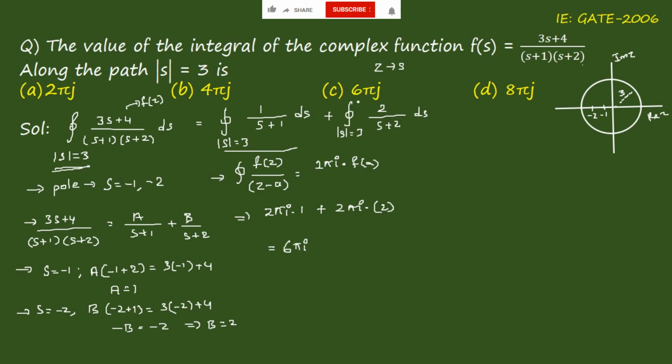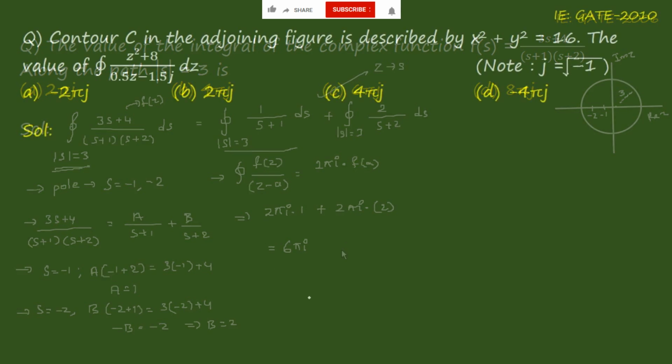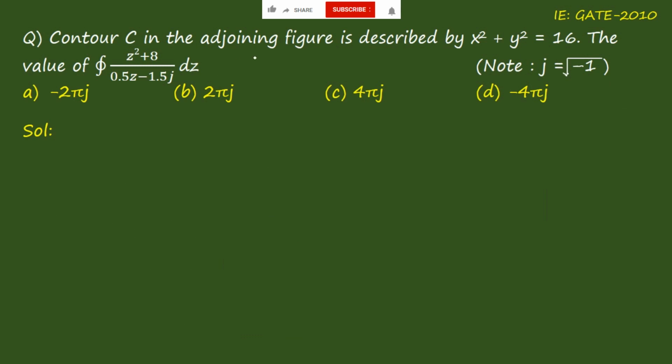Now here it is given as j. Okay, so I is nothing but j, so answer option C. Now come to the next question. The question is contour C is a circle described by x square plus y square is 16. The value of integral of closed curve z square plus 8 by 0.5 z minus 1.5 j dz is.